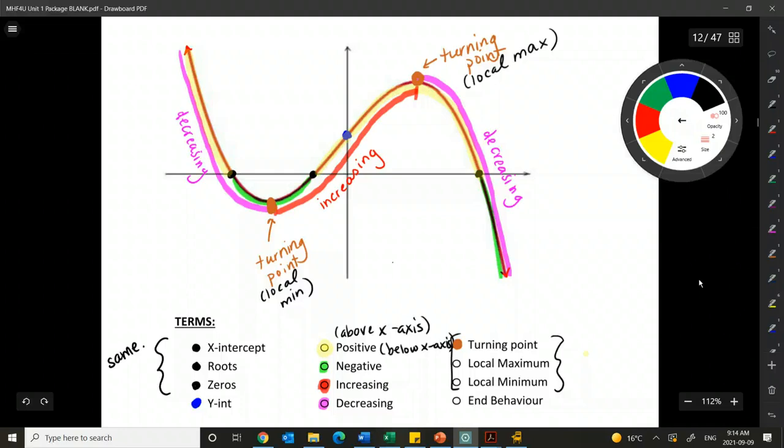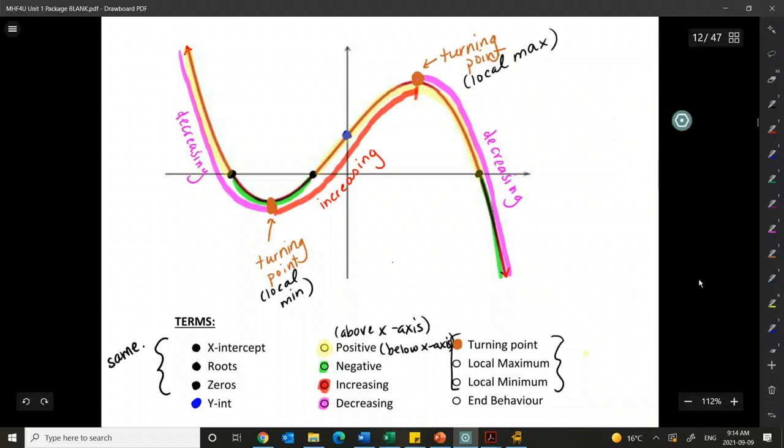Okay, and then our last one is end behavior. We learned about this guy yesterday. It's basically just where the ends are and what they're doing. So we would just say, like, right along the ends here, we have some sort of end behavior that's happening.